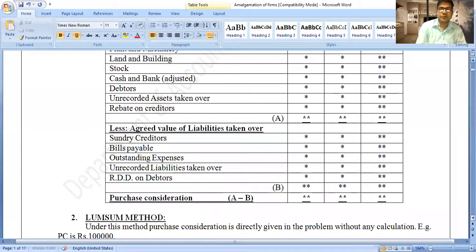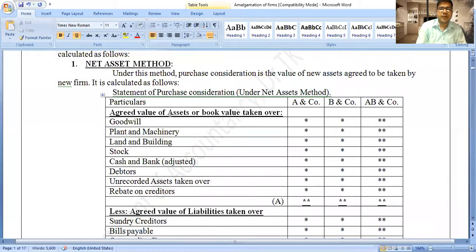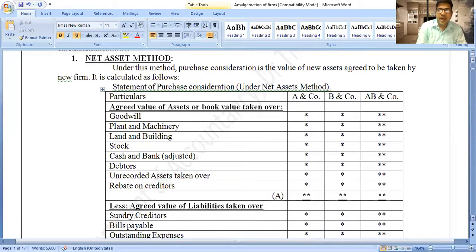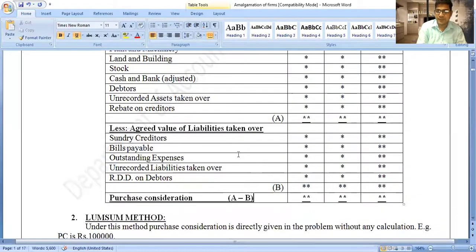And which method do we have to apply? We have to apply the net asset method. Under the net asset method, we have to consider all assets taken over at agreed value or book value, less the agreed value of liabilities taken over. The total assets minus total liabilities, whatever amount comes, is considered as a purchase consideration.